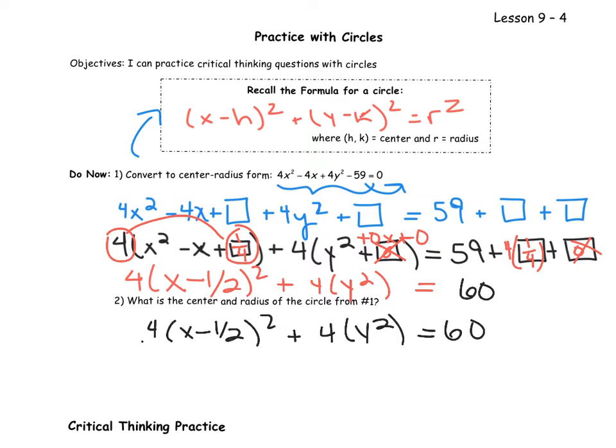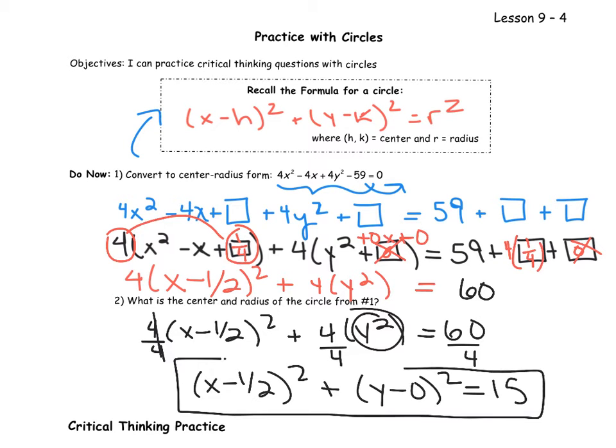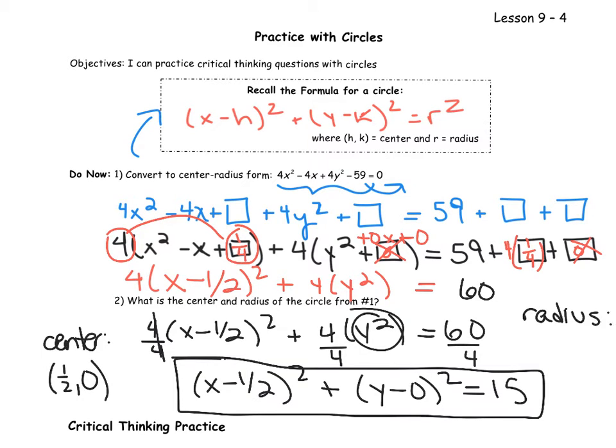I want to get rid of these 4s, so I'll divide everything by 4. And I'll be left with (x minus 1/2) squared plus, really I could write this as (y minus 0) squared, is equal to 15, because this is just y squared. So there's my equation in center radius form. The center is going to be at (1/2, 0). And the radius, remember, this is equal to r squared, so we have to square root that. The radius is going to be the square root of 15.